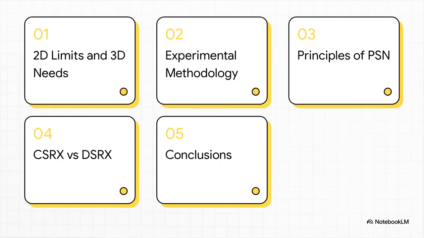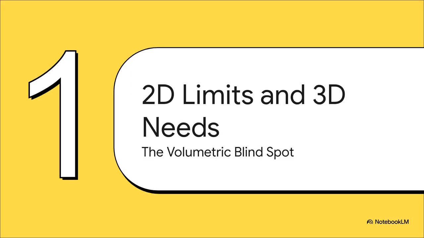Here is our quick roadmap for the session. First, we'll look at 2D limits and 3D needs. Second, the experimental methodology. Third, the principles of PSN. Fourth, CSRX versus DSRX. And finally, we'll wrap up with the conclusions of the 3D volumetric analysis. Let's get to it. Section 1. 2D limits and 3D needs.